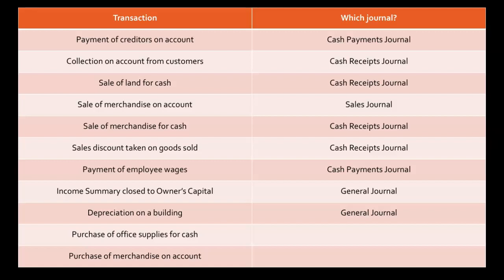Now, purchase of office supplies for cash. So once again, cash is involved here, right? So we know that it's either cash payments or cash receipts. If we are buying these office supplies, that means that we are the ones that are having to pay the cash. So that will go into your cash payments journal. And then the last one, purchase of merchandise on account. That is the definition of the single column purchases journal, right? We're purchasing merchandise and it is on account.